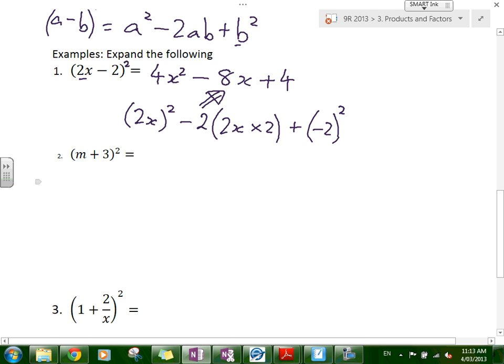Okay? m plus 3 all squared. I square the first one. What's m squared? Yeah, m squared. And what's the 2 terms multiplied together? 3m. And then I double it? 6m. Because of the way you do your expansion, you're just taking the first step straight away. And then the second term squared, 3 squared is 9. That's how we end up with m squared plus 6m plus 9.